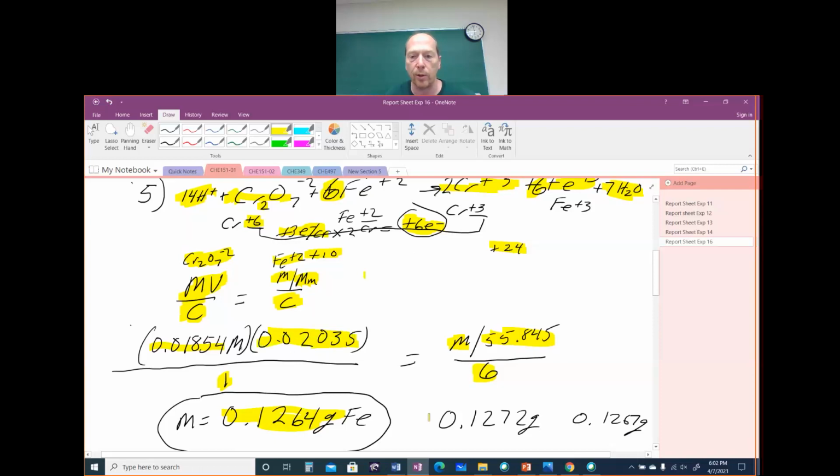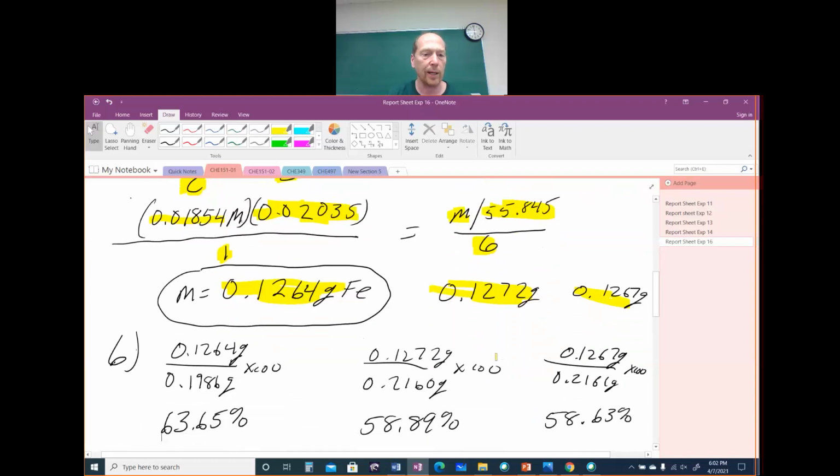When you do the next one, all you're doing each time is changing your volume. So you have a different volume, and so you have a different mass. You have a different volume, you have a different mass. Everything else is the same: same molarity, the same balanced reaction, the same molar mass of iron. Now we have our mass of iron.